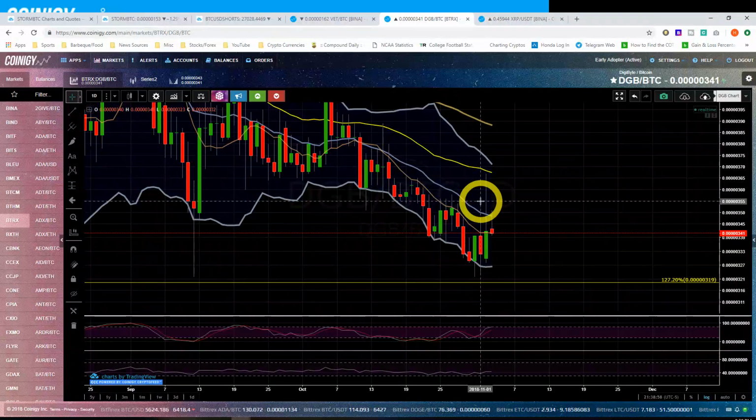Let's see, Bollinger Bands. When the candles are below the middle line, hugging the bottom of the Bollinger Bands, the probability of going up. Yes, it is.